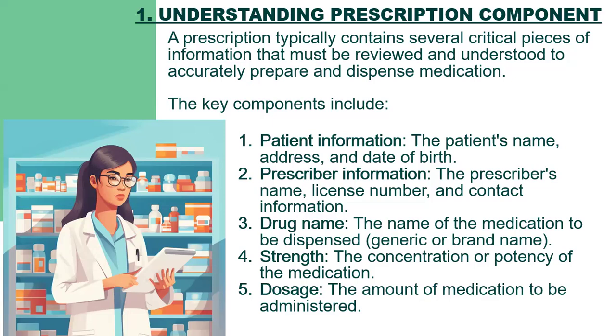Then the drug name too, the name of the medication to be dispensed. Yesterday, we talked about generic names, chemical names, and brand names. So before you dispense a drug, at least the generic name or the brand name should be there. It doesn't necessarily have to have the chemical name, but the generic name or the brand name is very important so that you know exactly.